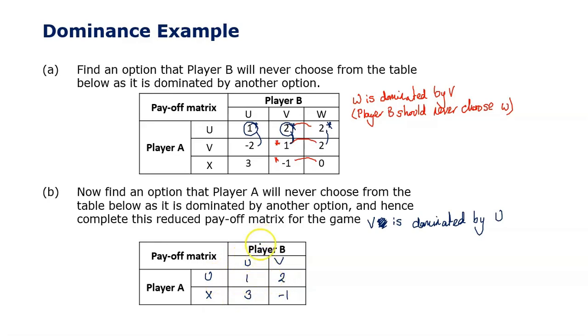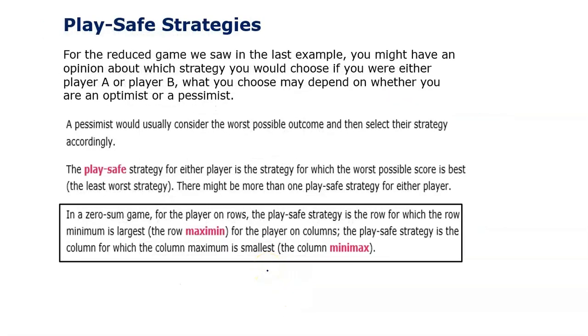Now, what would player B do? Player B loses 1, he loses -3. Remember, the positives are here for A. So here, player B, which one of these is better? He loses 2 here, but actually here he wins 1. So which one would you play if you were playing this game? And this idea of which strategy is best is what we call a play safe strategy.